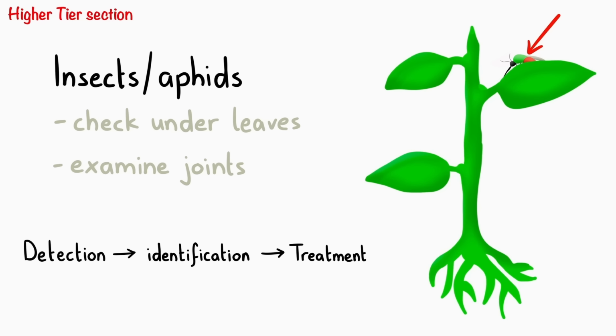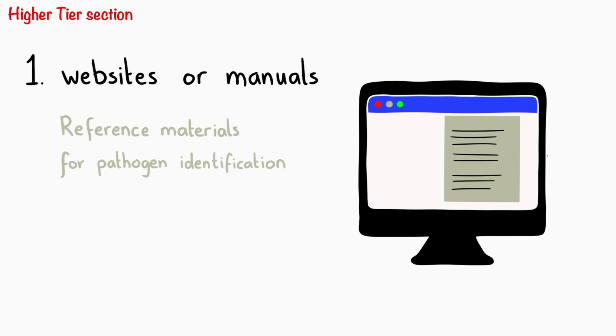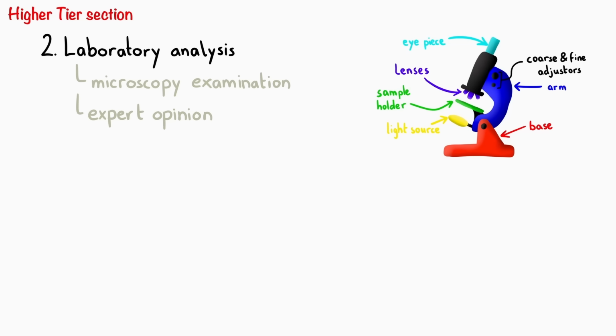Once you've detected signs of disease in a plant, the next step is identifying the specific problem. There are several methods for this. One approach is consulting gardening manuals or reliable gardening websites. These resources often include photographs and descriptions of common plant diseases, which can help match observed symptoms to specific pathogens. For more definitive identification, infected plant material can be taken to a laboratory where scientists have specialized equipment and expertise. They can examine samples under microscopes and perform tests to identify the pathogen.